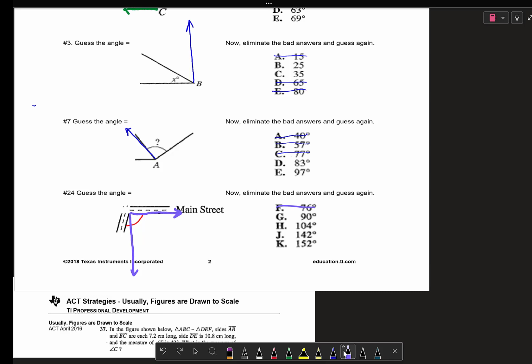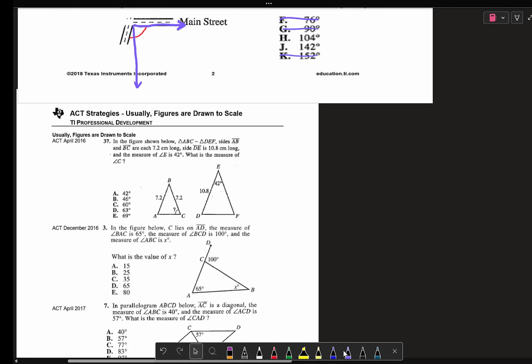So we know it's not 76. We know it's not 90. 152 seems way too big. And honestly, 142 seems too big as well. Make your guess on that one. So now let's look at the actual questions and answer these real quickly.